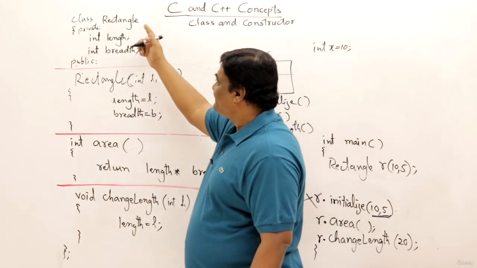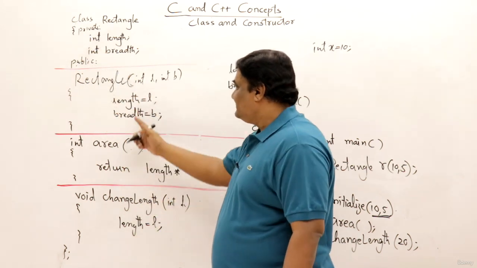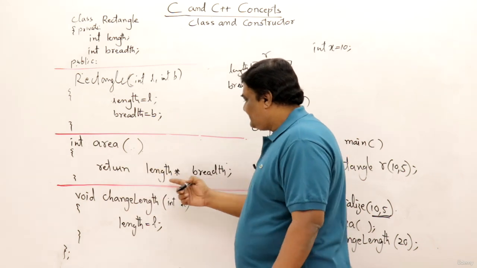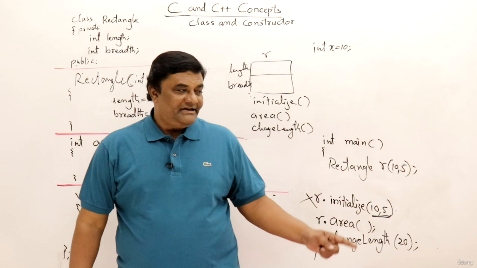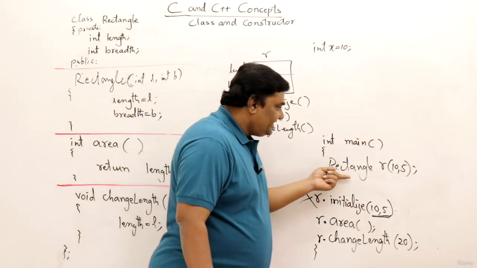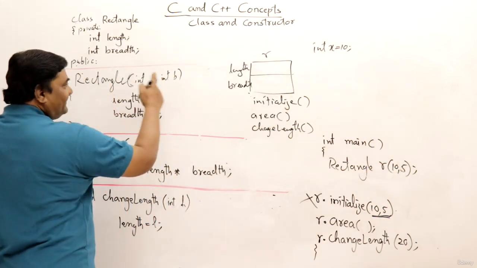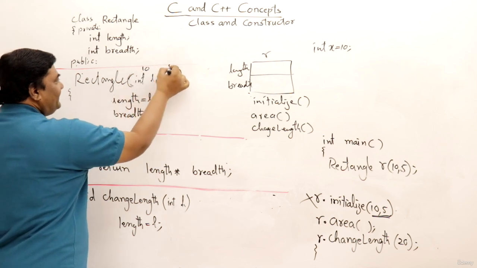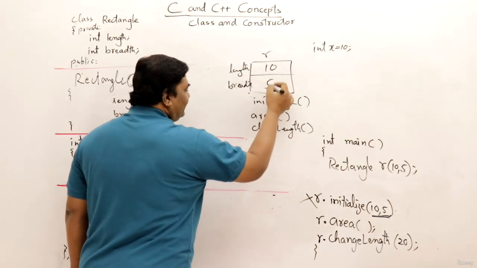Now let us look at the class once again. The Rectangle class has private members and public member functions. This is a constructor which is initializing the members, an area function which returns the product by calculating length and breadth, and change length. Now these functions are being called here. So let us see the working now. Once we create an object of rectangle by passing 10, 5, then the object is created like this and automatically this function is called. This will take 10 and this will take 5. So it will assign 10 and 5. So 10 and 5 are assigned.